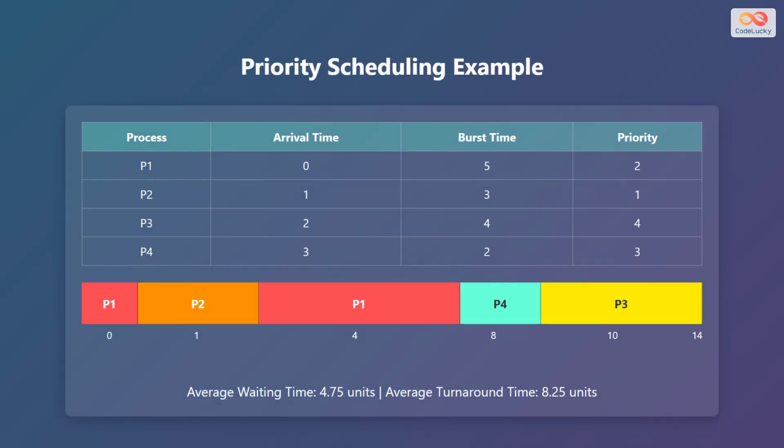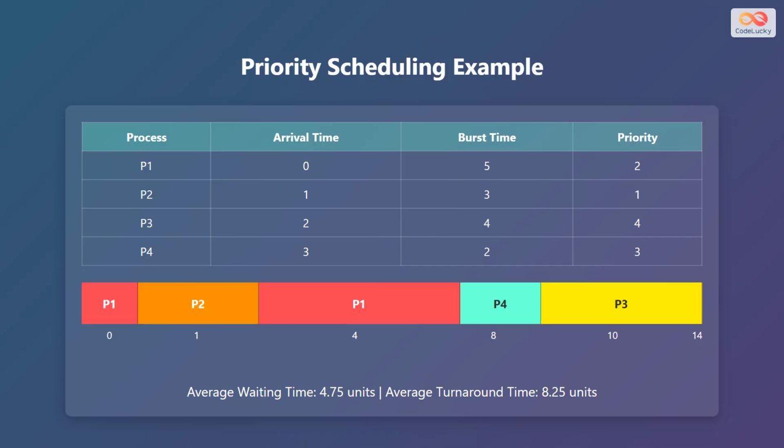Let's walk through an example to illustrate how priority scheduling works. Consider this table of processes, where each process has an arrival time, burst time, and priority. Process 1 arrives at time 0, needs 5 units of burst time, and has a priority of 2. Process 2 arrives at time 1, needs 3 units of burst time, and has the highest priority of 1. Process 3 arrives at time 2, needs 4 units of burst time, and has a priority of 4. Process 4 arrives at time 3, needs 2 units of burst time, and has a priority of 3.